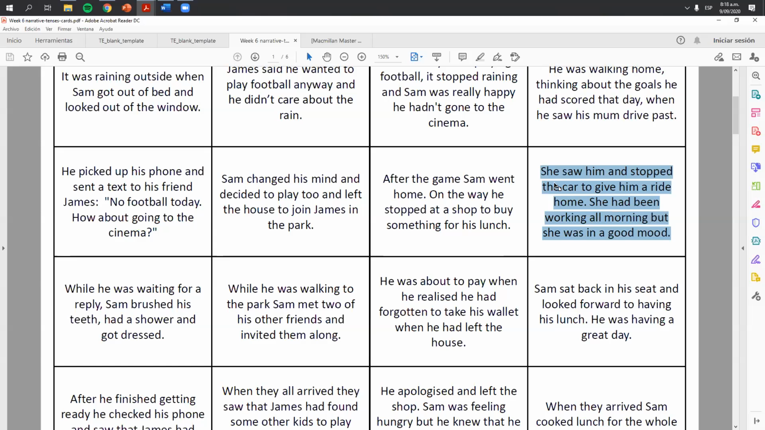Okay, Dylan, would you help us with this one? Okay, teacher. She saw him and stopped the car to give him a ride home. She had been working all morning, but she was in a good mood.